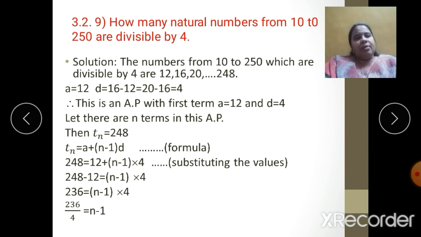How many natural numbers from 10 to 250 are divisible by 4? Now the numbers should be divisible by 4, that too natural numbers, from 10 to 250. Now AP is not given, so our first step should be to get an AP so that I can use a formula. To get the AP, what should I do? I should concentrate on this.